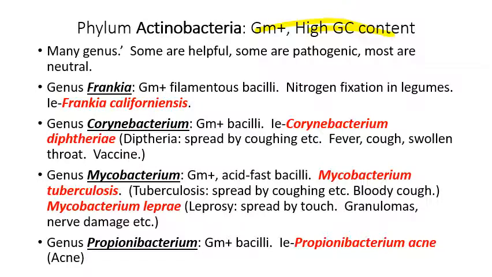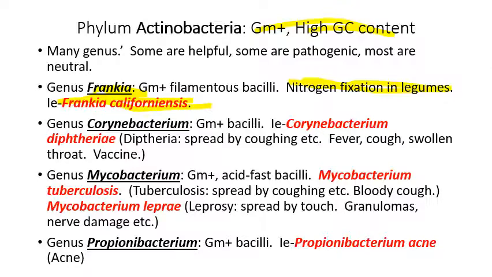Okay, starting with the genus Frankia, example, Frankia californiensis. It's another nitrogen fixation bacteria that allows plants to fix nitrogen. So the bacteria lives in the root nodules of plants and then sucks nitrogen out of the air and converts it into organic nitrogen, ammonia, and amino acids. And so the genus Frankia is an actinobacteria that is very good for us. It helps us to grow our crops, to cultivate legumes, basically. Okay, now we go on to the bad ones.